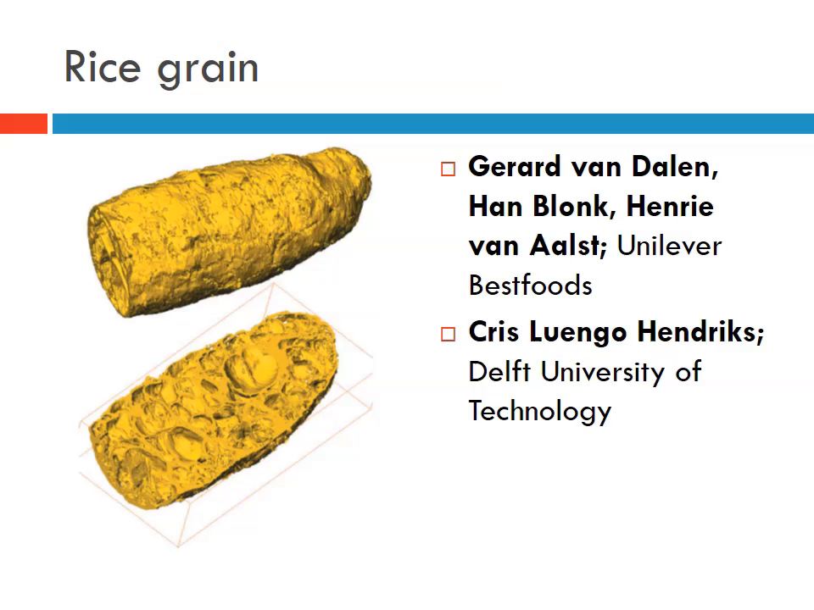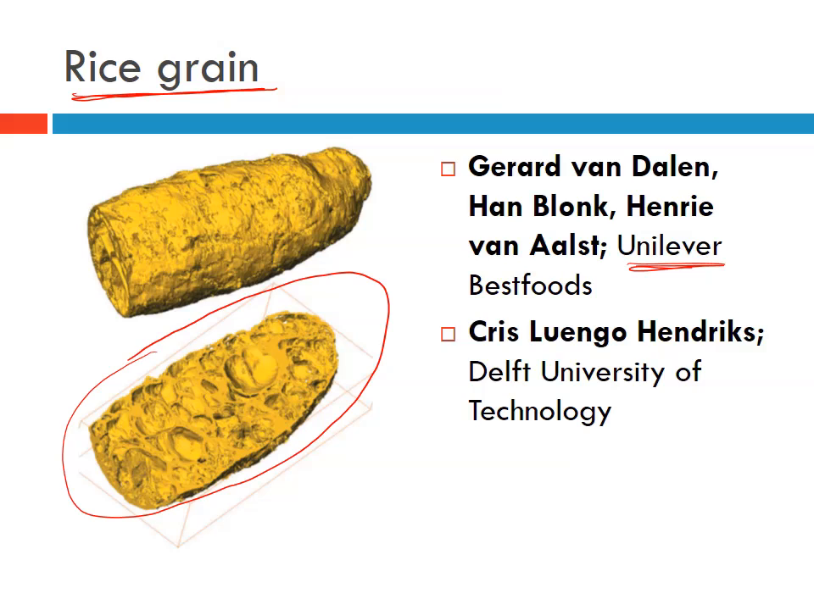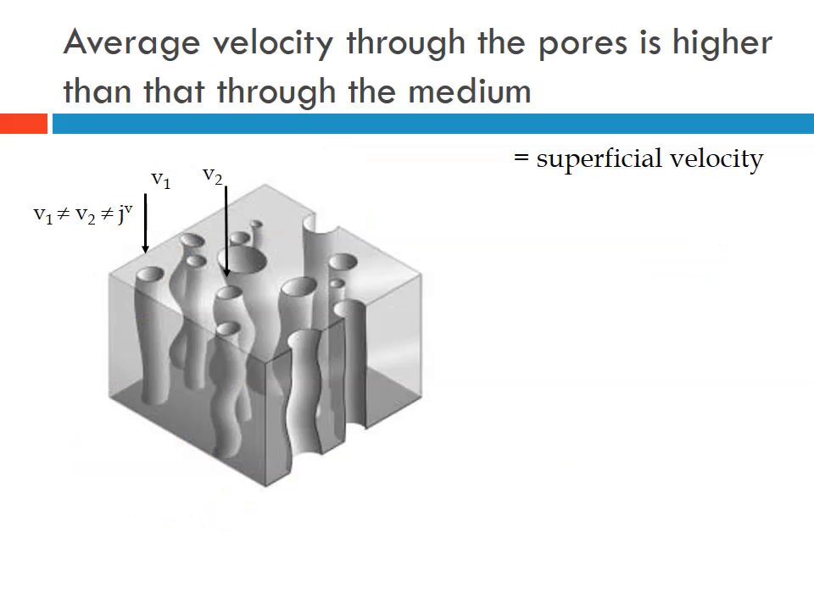Here is another example of porous material. So in this case, it's rice grain. This is related to a joint project that we did with Unilever Foods from Holland. This is the structure, this is the porous structure that they got through different scanning procedure.